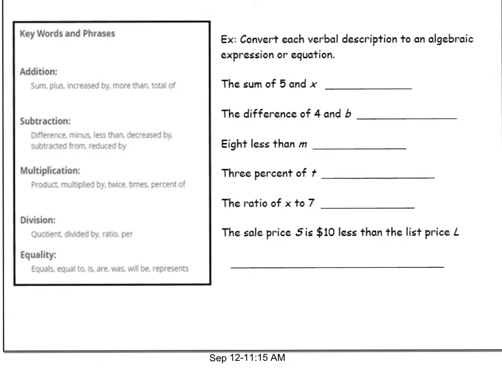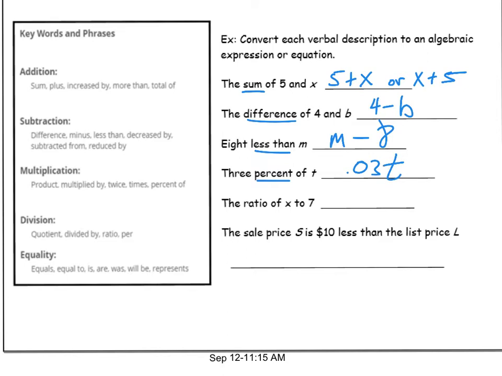Okay? Here's just a nice little list to have to look for some keywords, right? If you see sum, the sum of 5 and x, you could go x plus 5 or 5 plus x, doesn't matter. Either one. The difference of 4 and b, difference would mean subtract, right? Here's kind of the key word or key phrase. 8 less than m. So if I had an m, take away 8, and there you go. Percent is typically assigned to multiply, right? 0.03 times t. That would be 3% of whatever t is.